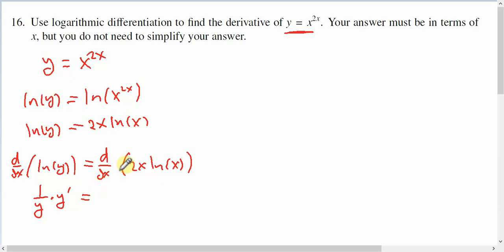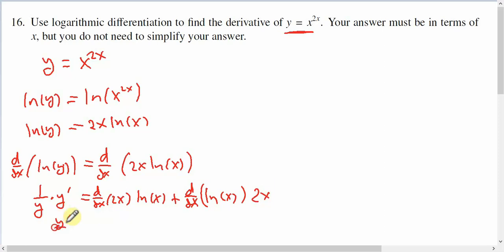Then this side is a product rule, and these are all x's, so I can just use my normal product rule. The derivative of the first times the second plus the derivative of the second times the first. Over here I'm just going to write this as y prime over y. Derivative of 2x is 2 times natural log of x. Derivative of natural log of x is 1 over x times 2x.